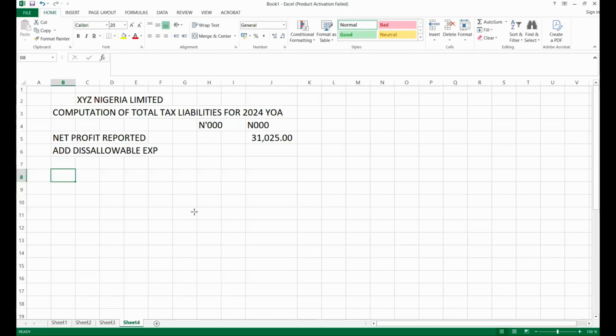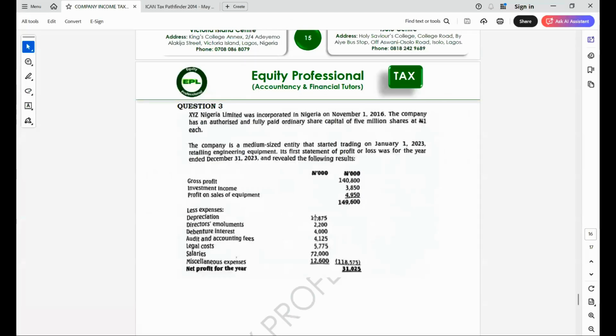So we have expenses. We have depreciation. Is depreciation a disallowable expense? Yes, it is disallowable. 17,875, depreciation. After depreciation, we have the next one. We have director emolument. Is it allowable? Yes, it is allowed. Debenture interest, allowed. Audit and accountancy fee, allowed. Legal costs, allowable. Salaries, allowable. Miscellaneous expenses. All those are allowable according to the note.